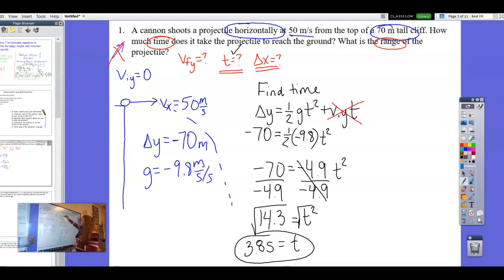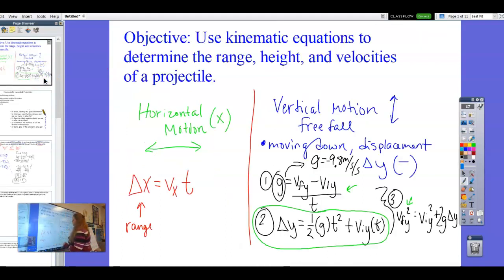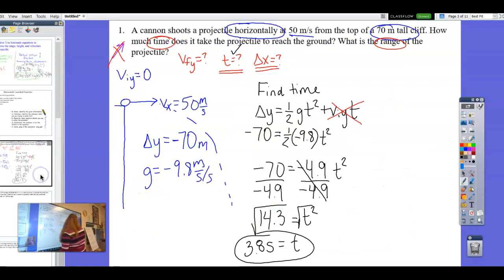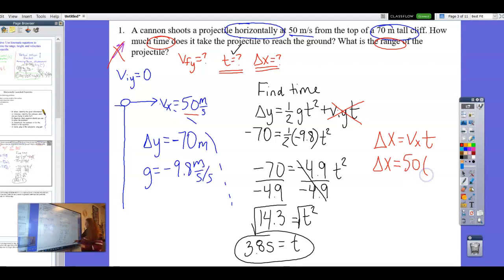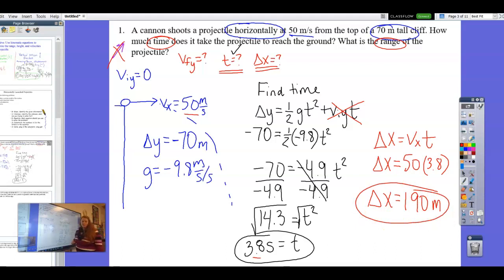Now we need to find our range. So if I go back and look at my range equation, I have Vx and I have time now, so I can use this equation to find range. Delta x equals Vx times t. So here's my equation. Now we substitute. I don't know delta x, that's what I'm trying to find. My Vx is 50 meters per second, and my time I just found to be 3.8 seconds. So it's kind of just like a big puzzle. So 50 times 3.8 gives me a displacement of 190 meters. And there's number 1. Let's go ahead and look at number 2.